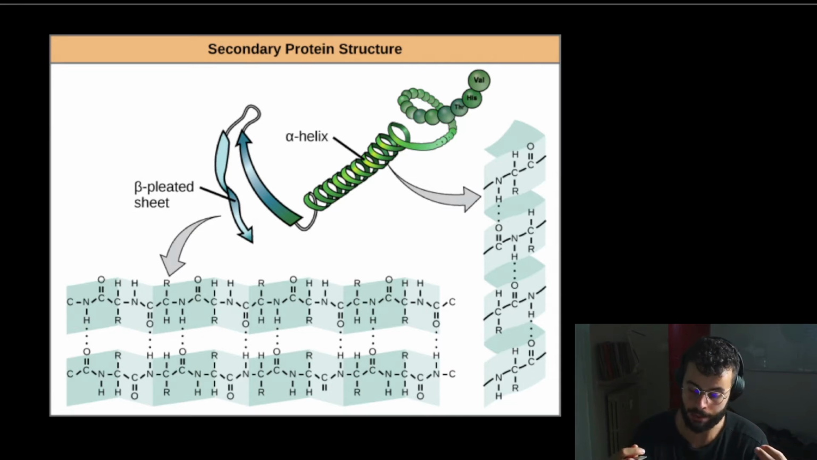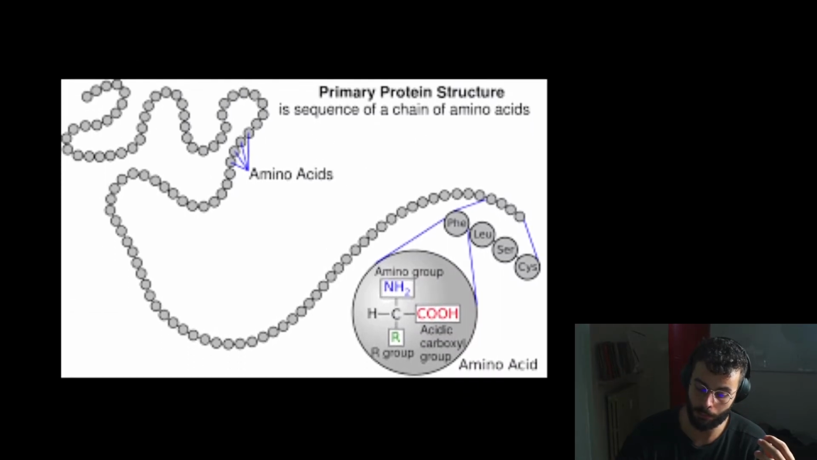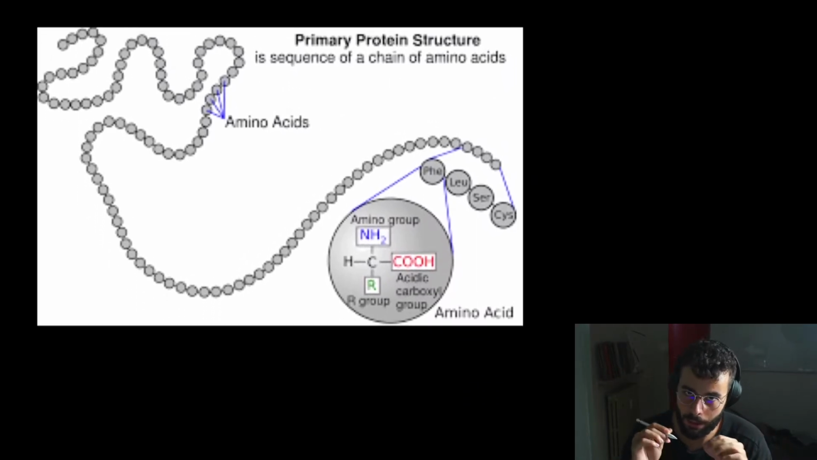The first one is called the primary protein structure. The primary protein structure is only the sequence of amino acids. That's it. So we said that the primary protein structure is the sequence of amino acids in the polypeptide chain. This primary protein structure will determine in the future the function of the protein. But right now, the primary would be just many different amino acid residues connected together via peptide bonds.